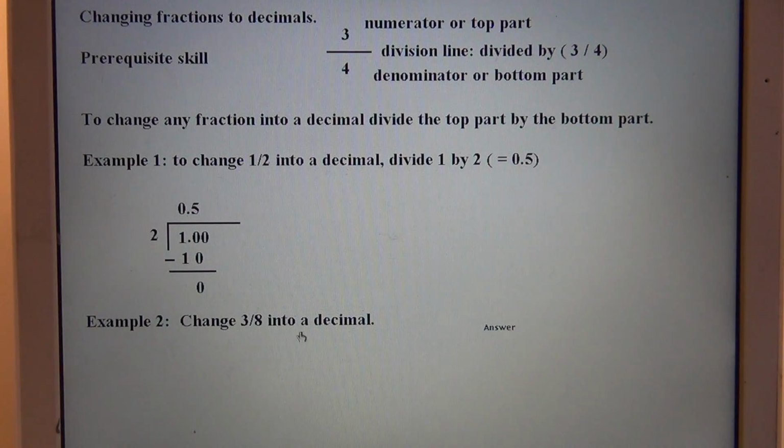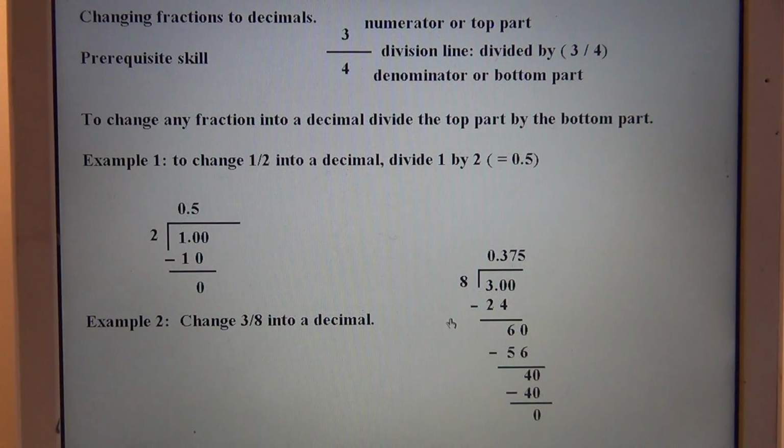Let's take a look at this one. Change 3/8 into a decimal. Well, to change any fraction into a decimal, divide the top part by the bottom part. So we're going to divide 3 by 8. So we set up our problem. We have to put a decimal and a couple of zeros because 8 cannot go into 3. 8 is too big. So 8 goes into 30 3 times. Notice we put our decimal point right above up in the answer. It's right above where it was in the problem.